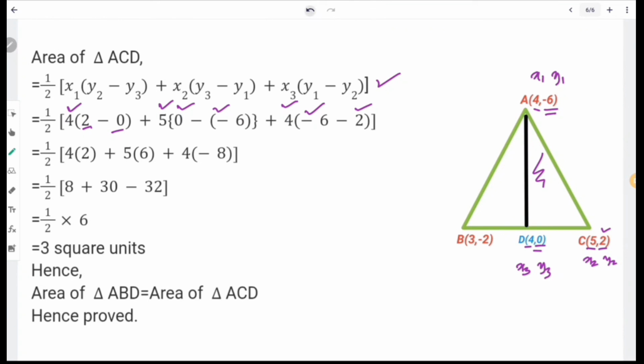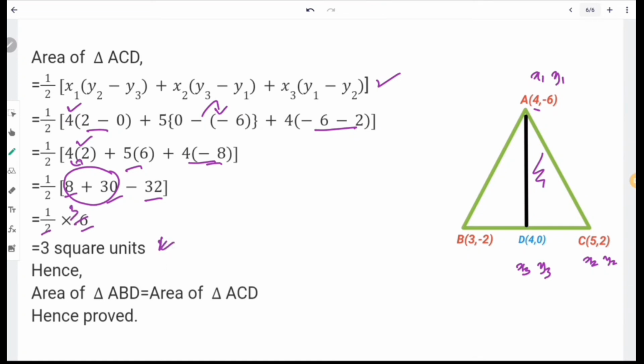All right, so once we have put in the values, we just have to simplify them again. Then 2 minus 0 is 2, minus 2 minus is plus, so we'll have just 6 here. Then next, minus 6 minus 2, we're going to get minus 8. All right, so the next, just multiply: 4 twos are 8, 5 sixes are 30, 4 into minus 8 is minus 32. Then 38 minus 32, we're going to get 6, 2 ones are 2, 2 threes are 6, so we got here 3 square units.